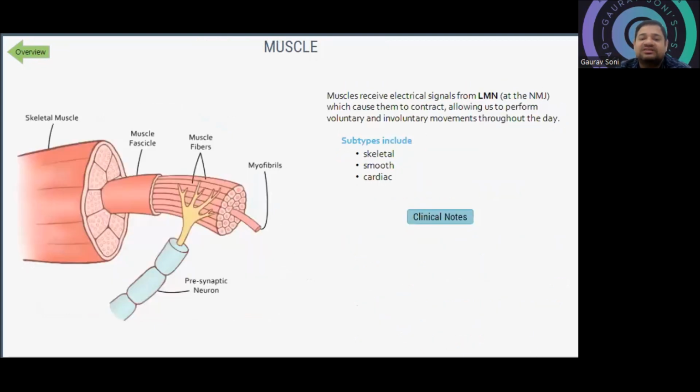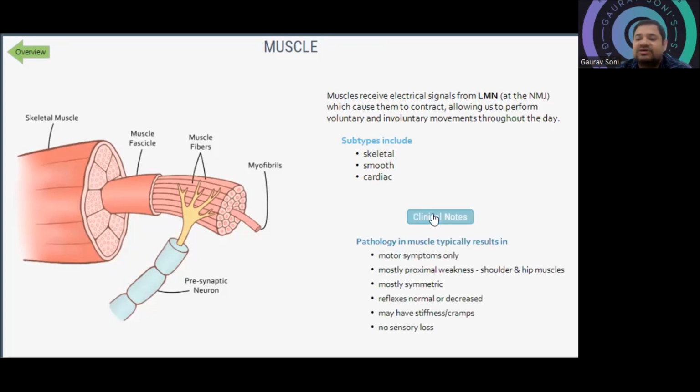The last part of this transmission is the muscles, where the action is actually going to happen. They take the signal from the lower motor neuron, which causes them to contract, allowing us to perform voluntary and involuntary actions. There are different types of muscles; everybody knows skeletal, smooth, and cardiac. If a problem is here, only motor symptoms will be present. Mostly proximal, that is shoulder or hip muscles, where the bulk of muscle is present. Mostly symmetric. Reflexes are normal or decreased. May have stiffness or cramps, and no sensory loss.